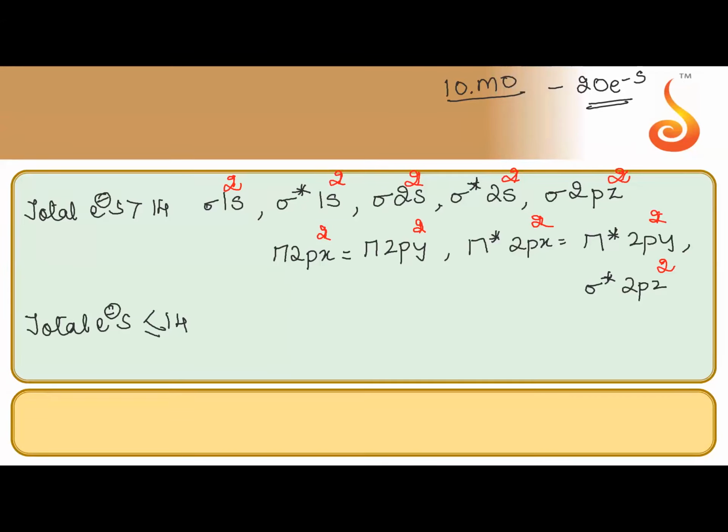Okay, what is that change? This one orbital, sigma 2pz orbital, it comes here. This is the change. Don't disturb all other orbitals. They will be where they are only. Don't disturb this one and all. Sigma star 2pz always comes last. There is no question about it.